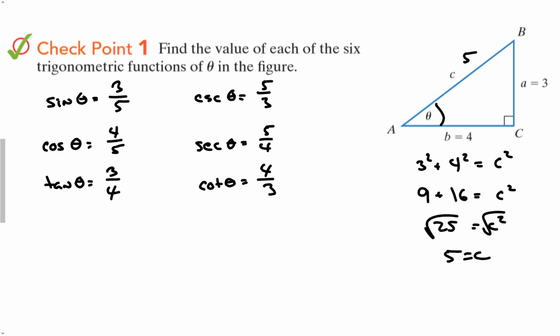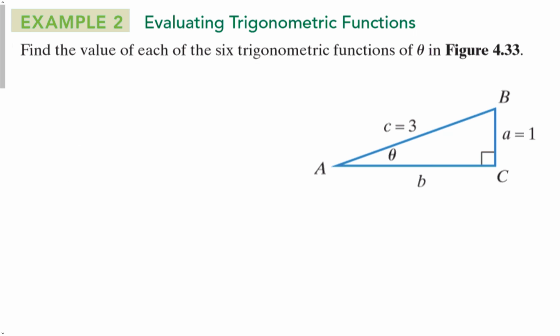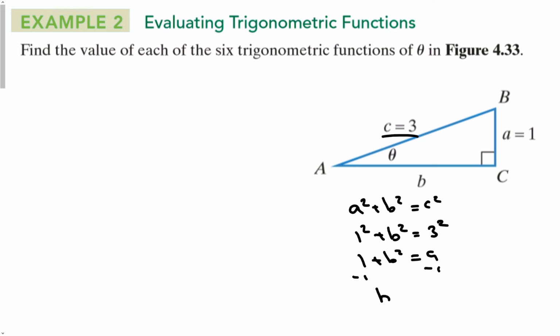Now, it doesn't always have to be perfect. Remember, that is the hypotenuse, the side across from the right angle. So that means that a squared plus b squared is equal to c squared. So a is 1, b I don't know, and c is 3. Subtract 1 from both sides. B squared is equal to 8. Square root both sides. So b is equal to 2 square root 2.